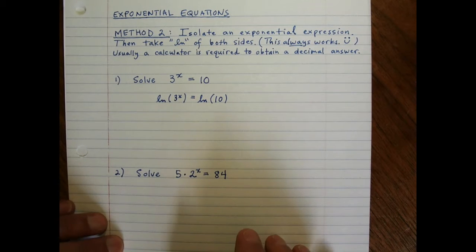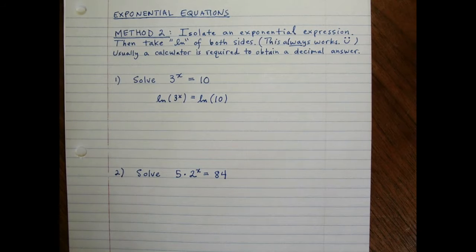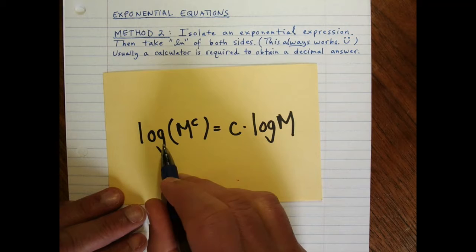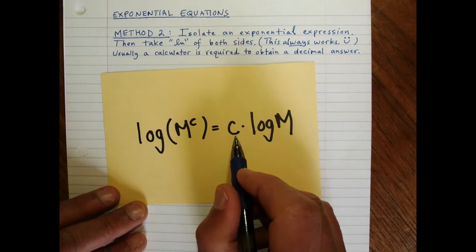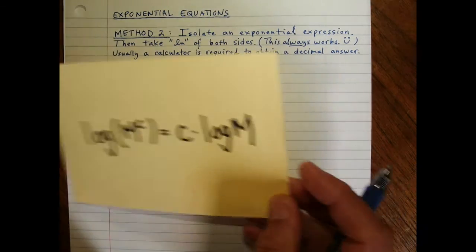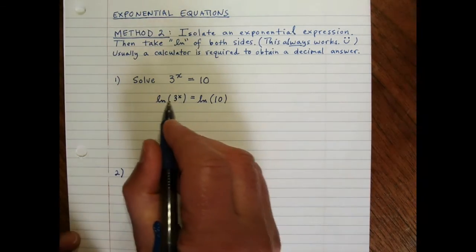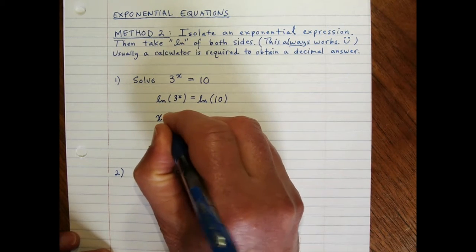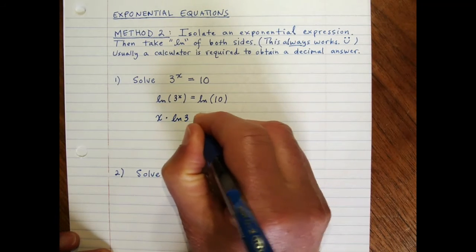Okay. Now that gets us started. What's the use of this? Well, we can apply one of our laws of exponents, really the most useful law of exponents in this type of problem, the law where log of a base to a power equals the power times the log of the base. And right here we can rewrite ln of 3 to the x as x times ln 3 equals ln 10.